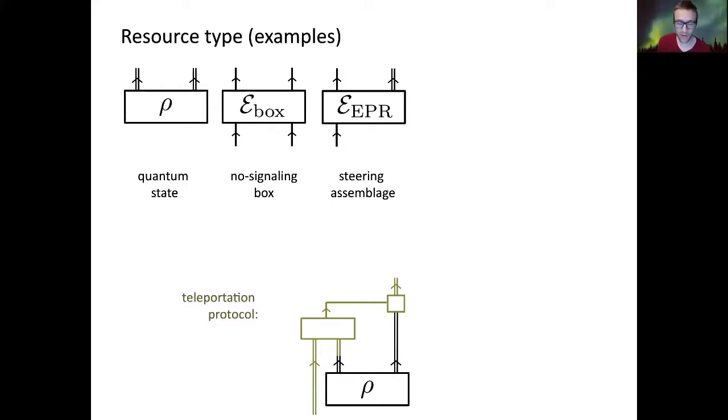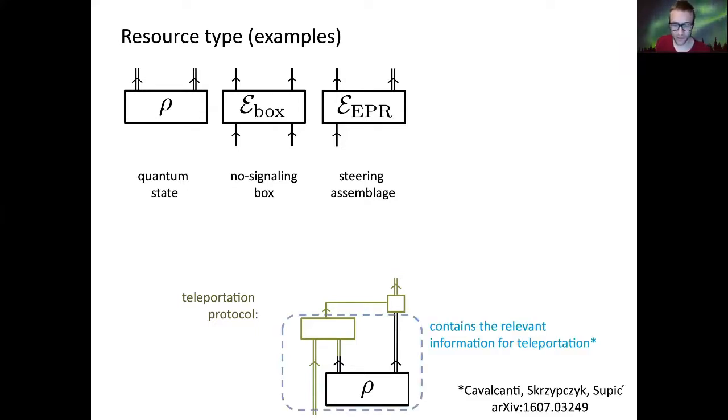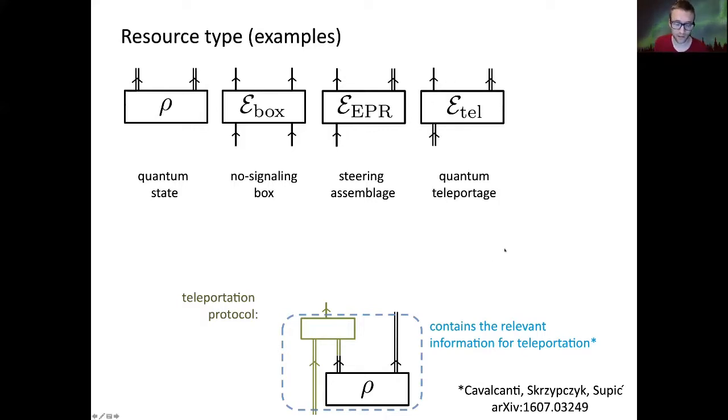So how can you fit it in your framework? And you're right, we can't. But if we look just at the process before this classical communication occurs, then what this nice paper here showed was this process here, without the communication, contains all the relevant information for teleportation. So let's just look at these processes, which now are in fact no signaling quantum channels.